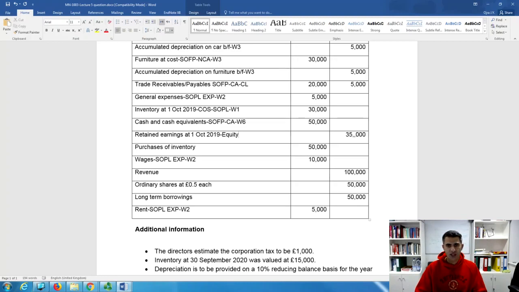In terms of purchases, if you remember, we need the purchases to calculate cost of sales, because the formula said opening inventory plus purchases minus closing inventory. So purchases should be included to calculate cost of sales, and of course cost of sales is part of statement of profit or loss. And if you remember, we needed it for working one.